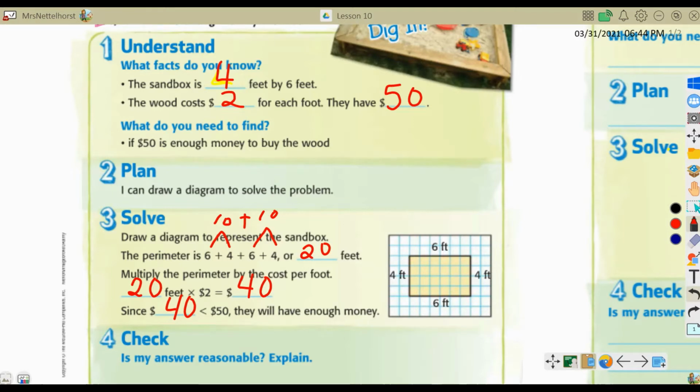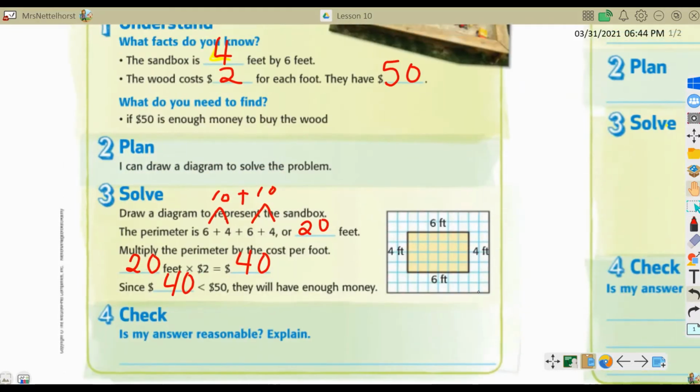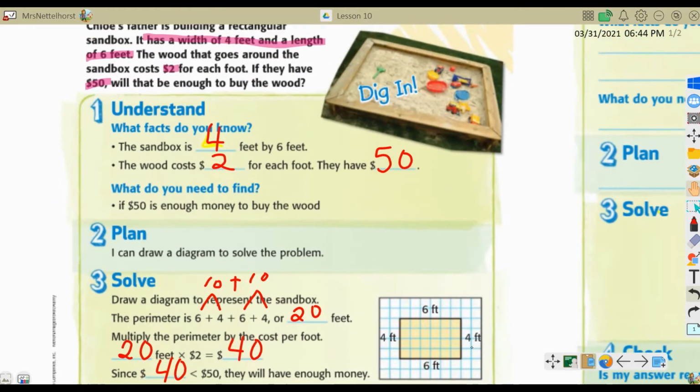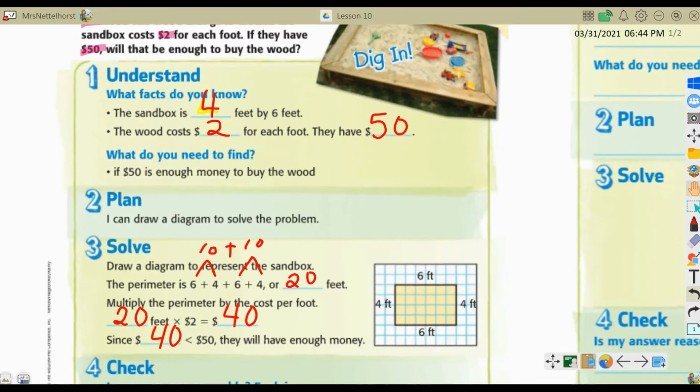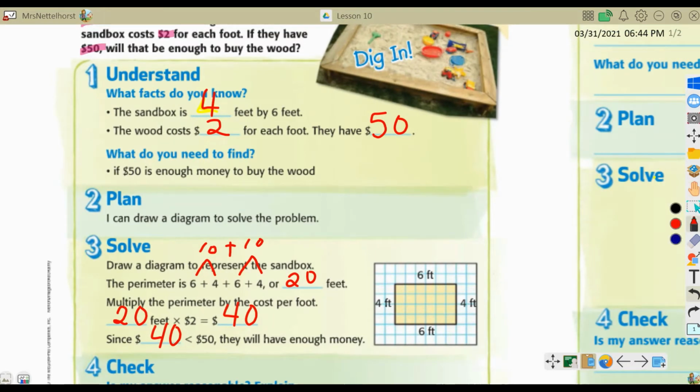Okay, so let's see if my answer is reasonable, and we're going to explain it. So let's think of this problem in another way. Let's say that we put the money amounts for each of the sides and then add it together. So since it's $2 per foot, if we multiply 6 times 2, that's 12. 4 times 2 equals 8. Okay, and this over here would be the same. So this would be 8 feet, and this would be 12 feet. 12 plus 8 is 20.